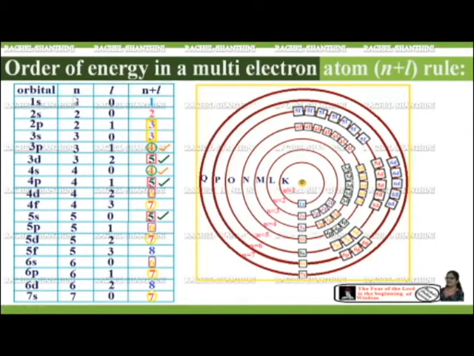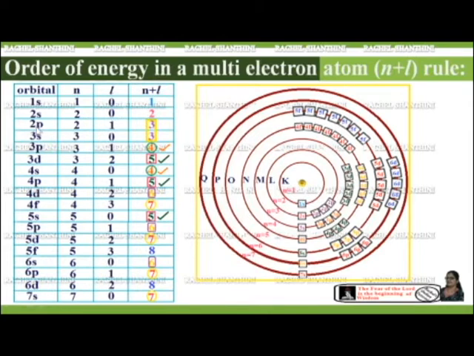For the 1s orbital, since it is present in the first shell, the principal quantum number n equals 1. S represents the azimuthal quantum number L equal to 0. So for this 1s orbital, the n plus L value is 1 plus 0, that is 1. For the 2s orbital, n is 2 and L equals 0, since it is an s suborbital. So the value of n plus L is 2 plus 0, that is 2.